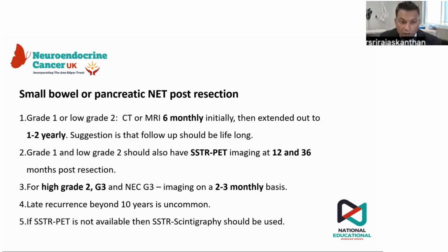For the higher grade 2 tumours and the grade 3 tumours, imaging should be on a 2 to 3 monthly basis. I think it's important to note that beyond 10 years, the risk of recurrence is uncommon, but not zero. And so that's when discussions could be made about the duration of follow-up beyond that point.